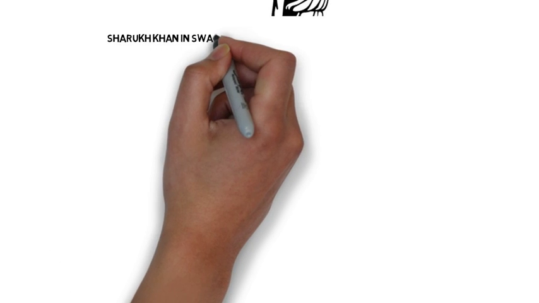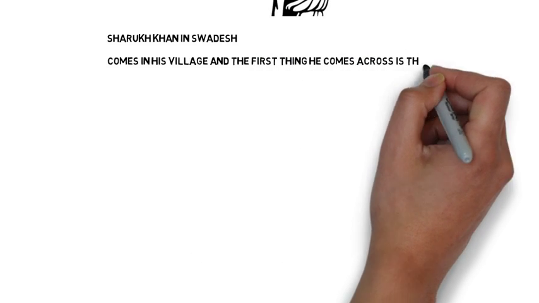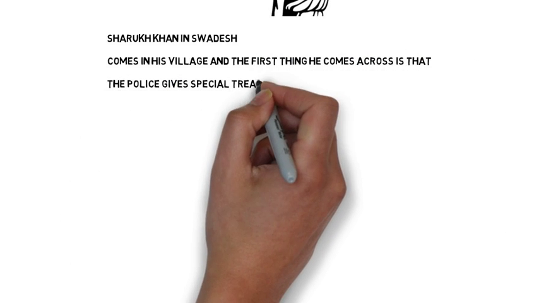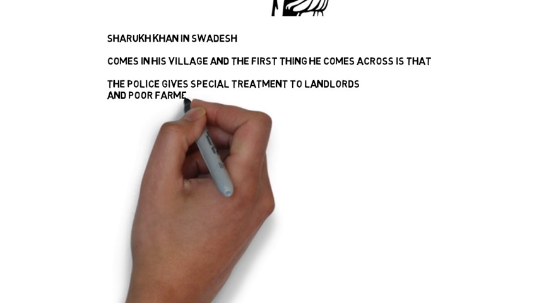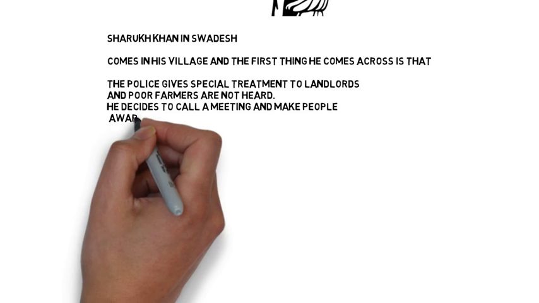And for this we will try to formulate a simple story, which I will explain here. Visualize Shah Rukh Khan in Swadesh. He comes to his village and the first thing he comes across is that the police gives special treatment to landlords and poor farmers are not heard. He decides to call a meeting and make people aware of their fundamental rights.